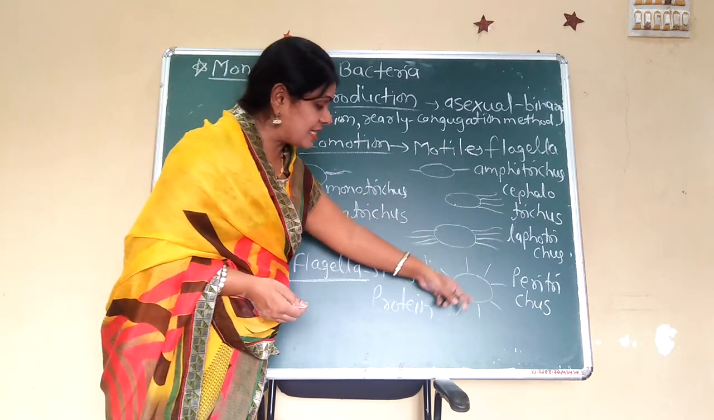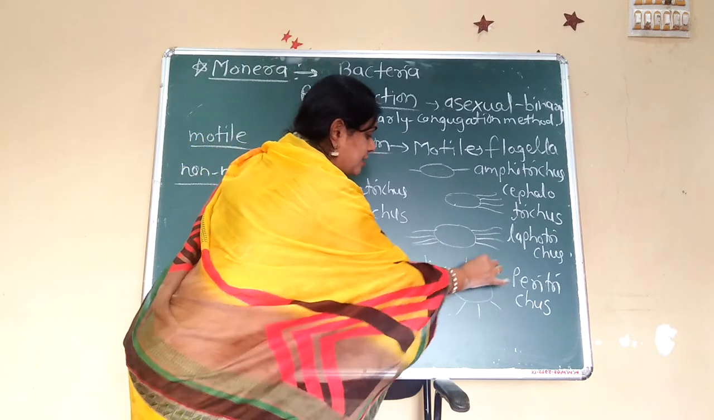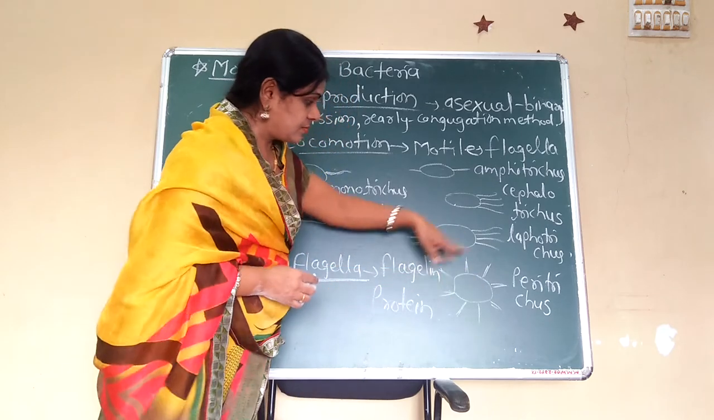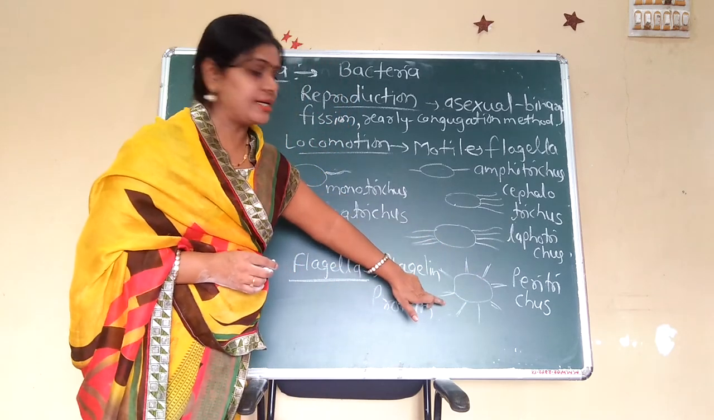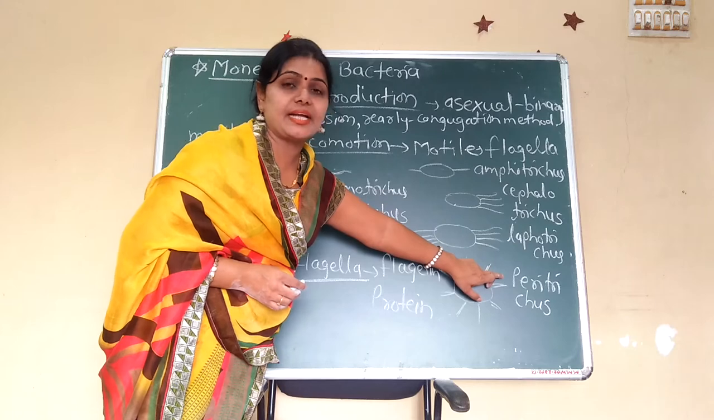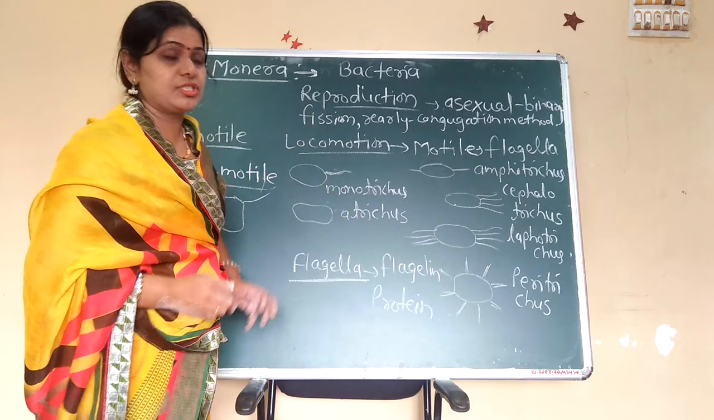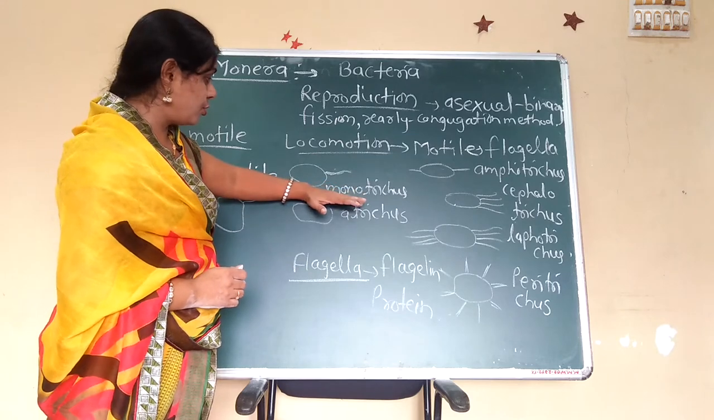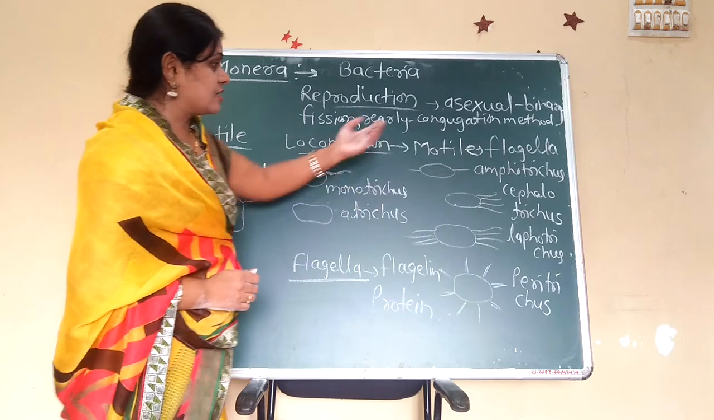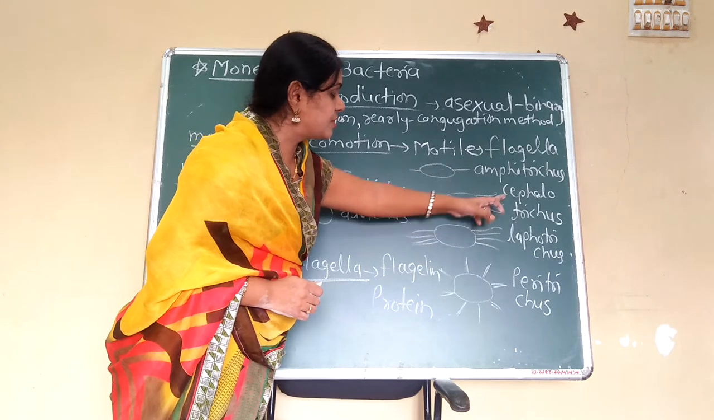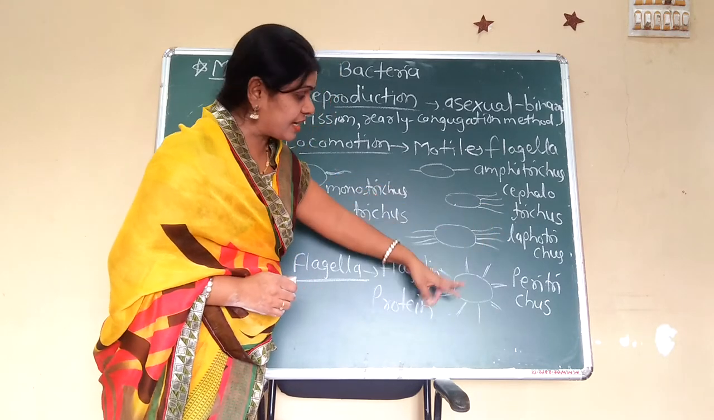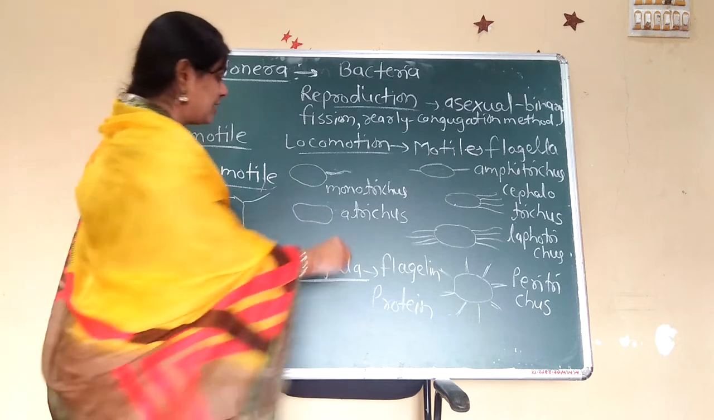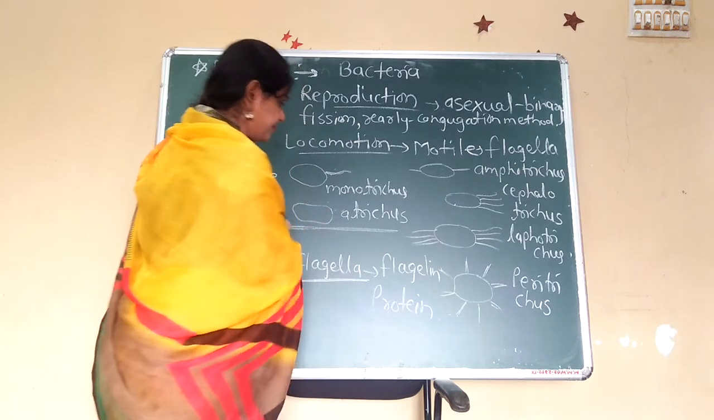And if flagella are present over the surface of the body, that is called peritrichous. Trichous is the most important word: monotrichous, amphitrichous, cephalotrichous, lophotrichous, peritrichous. If flagella are not present, that is called atrichous.